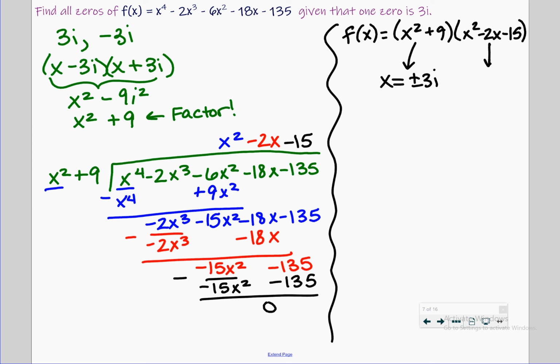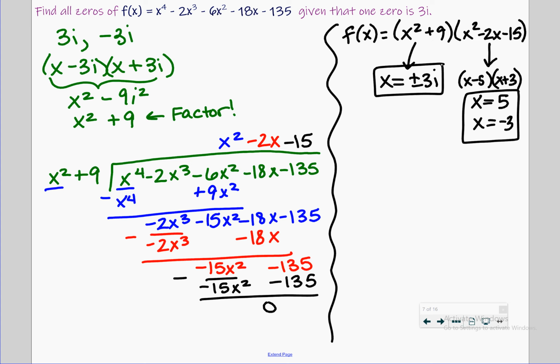The one that we don't know the answers to is this x squared minus 2x minus 15, which can factor to what? X minus 5, x plus 3. So the other two answers I'm going to get from that guy are x equals 5 and x equals negative 3. On the test, let's say you have extra time and you want to check this. You can plug both of those in and you should get 0. Or you could synthetically divide them out and you should get 0. You can check those last two answers as long as they're real numbers.